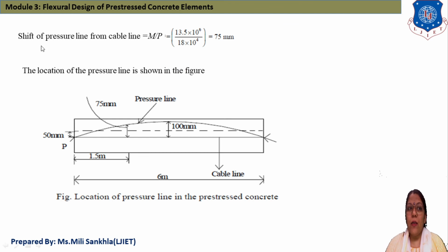Now again, shift of pressure line from cable line. The equation is equal to M by P. M is the moment that we found, 13.5 into 10 raised to 6, and P is the pre-stressing force given in data, 18 into 10 raised to 4. Answer is equal to 75.